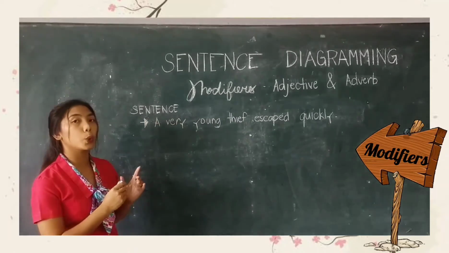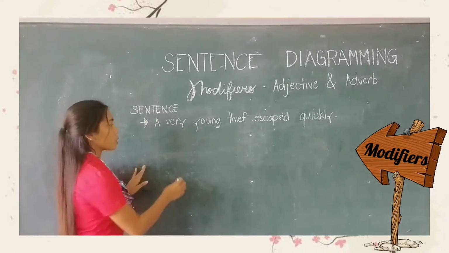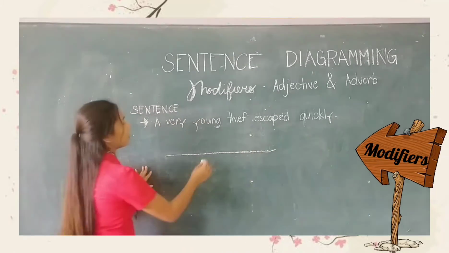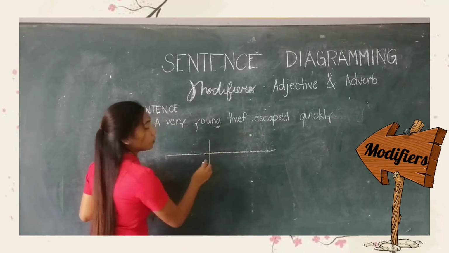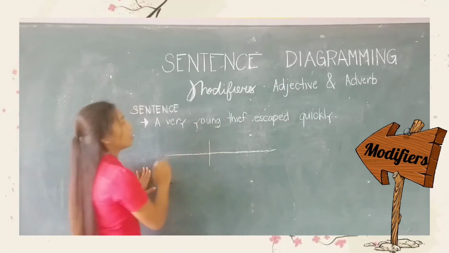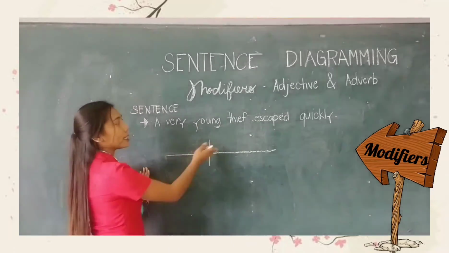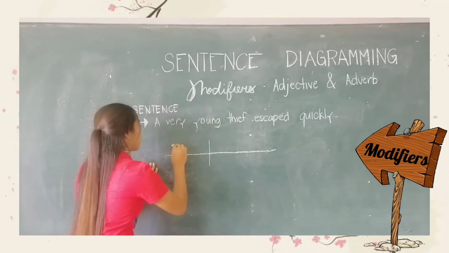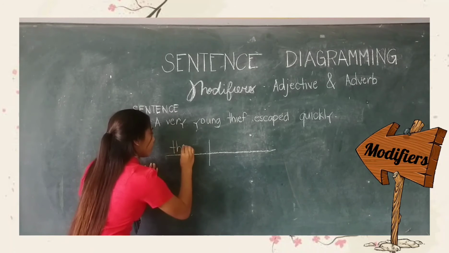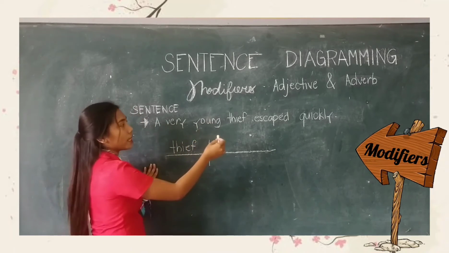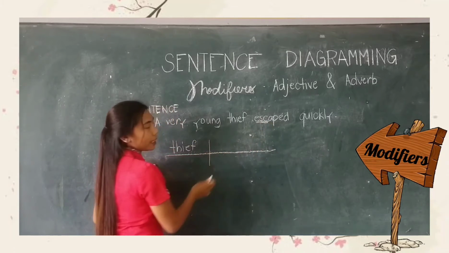So the first step to diagram a sentence is to draw a solid horizontal line and another line, which is a vertical line, to separate the subject from the verb. So our subject here, of course, is the word thief. So we have to write it here in the subject part, thief. And our verb, of course, is the word escape.